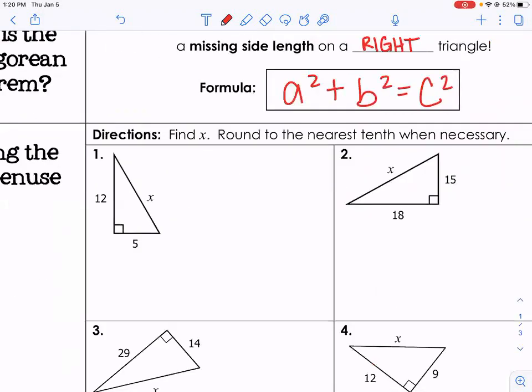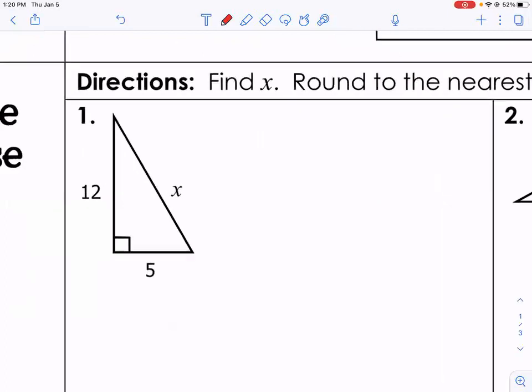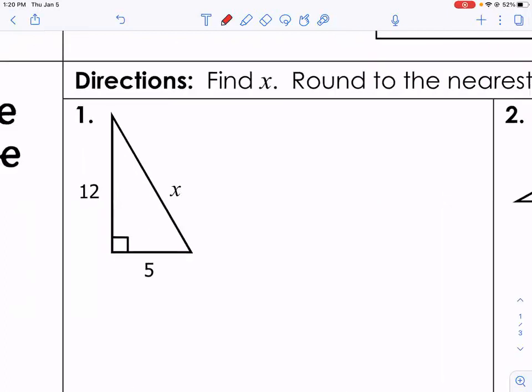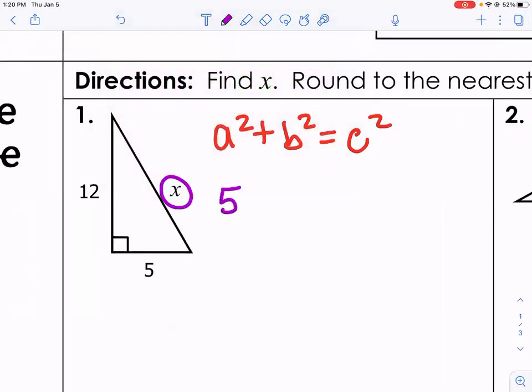Okay, so here we go. We are going to look at number one. Okay, Colin, in number one, which side is the hypotenuse? All right, so if we are going to do the Pythagorean theorem, our hypotenuse is x. So we're going to have 5 squared plus 12 squared equals x squared.